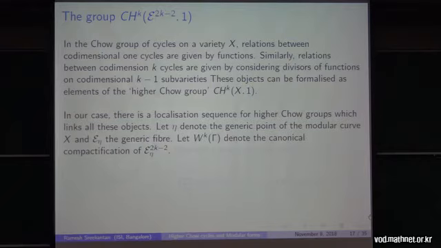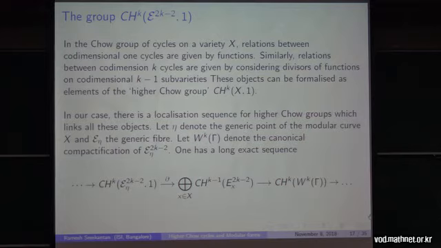So one has a long exact sequence which links all these objects. Well, it continues, so it's not just three objects, but you have a map from the Chow group CH^k of E^(2k-2)_eta with index 1 to CH^(k-1) of the fiber over x of E^(2k-2). So this is where the CM cycles live, and this is the Chow group of codimension k cycles on W_k. So in other words, in the case when k is equal to 1, k minus 1 is 0, so this is just a bunch of points, and this group is just functions, taking its divisor; this is the free group on points, and this is the group of functions, so the quotient is the Jacobian.